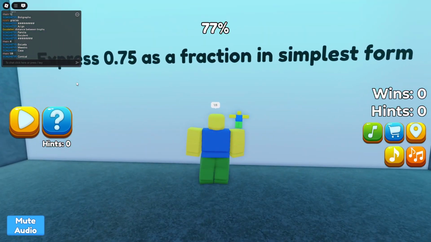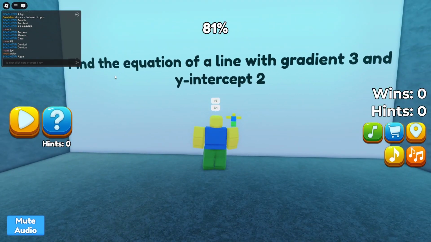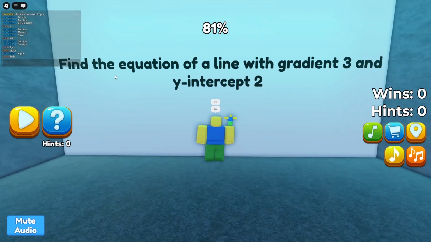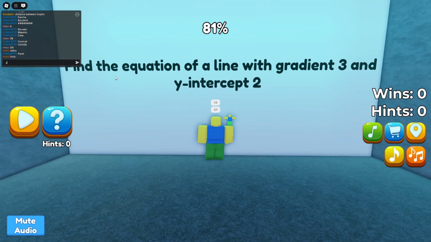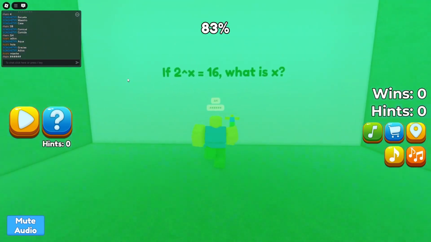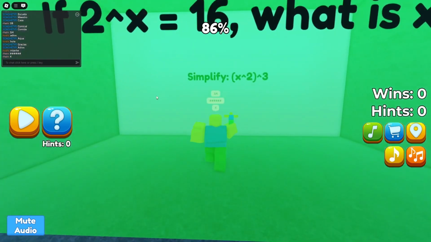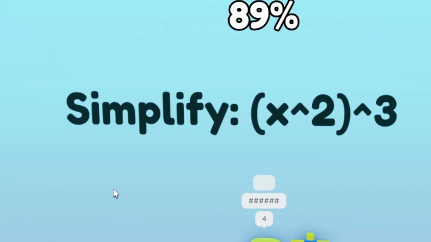Express 0.75 as a fraction in simplest form. What the heck? Find the equation of a line with gradient 3 and y-intercept 2. So that'd be y equals 3x plus 2. Hold on. Oh, I don't know. I'm kind of spinning through these.